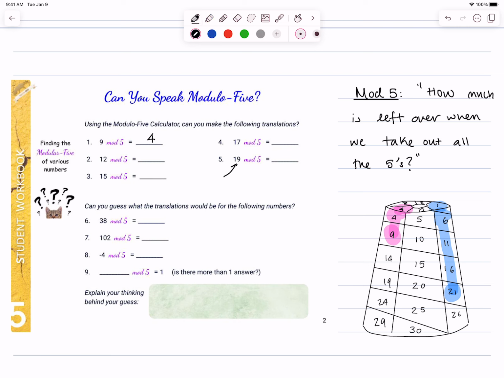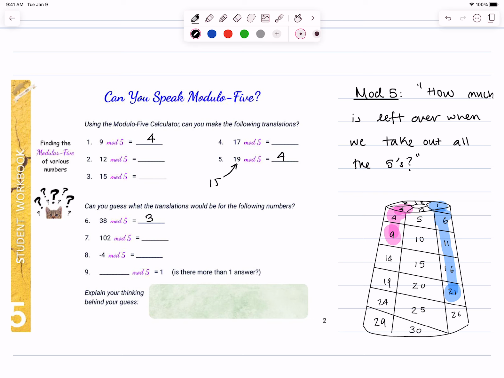What about 19? Well, 19, we can take out 3 5s. We could take out 15. What's left over when we take out 15? It's also 4. And so this will help with the bigger numbers that are down here, right? So 38. Our cup's not big enough for 38, but we could still compute it, right? You just take out all the 5s that we can, and what's left over? Well, I think we could take out a bunch of 5s to get up to 35, and then that just leaves us 3 left over.